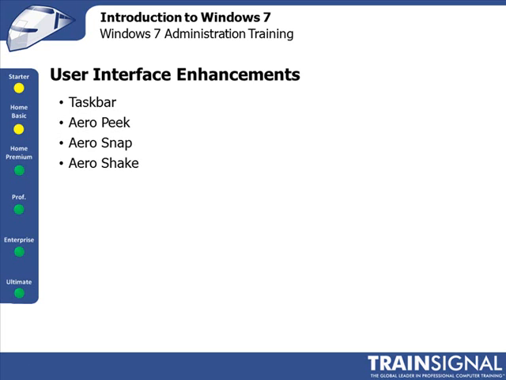We'll start our look at some of the new features of Windows 7 by looking at the user interface enhancements that Microsoft has made to the product. We're going to focus on four items: the taskbar, and then arrow, peek, snap, and shake. And we're going to get to take a look at a demonstration of all of those items in this lesson.